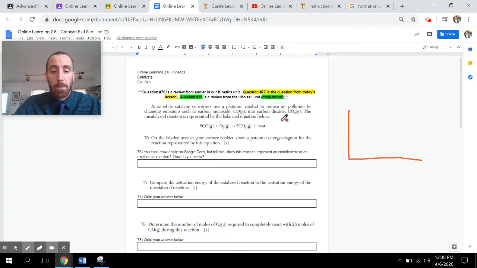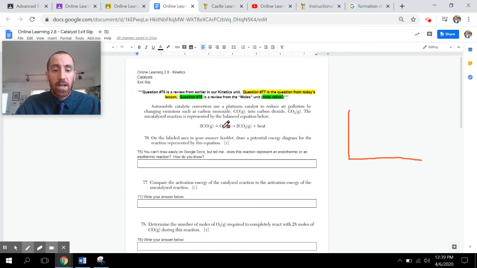So they want you to draw a potential energy diagram for this reaction. Well, I asked you down here, since you couldn't draw it, I told you to tell me whether this was endo or exothermic and how you know. So what we'll do is we'll answer my question, then I'll come back and I'll doodle what it should be over here. And in the process of answering my question, I will clarify a big misunderstanding.